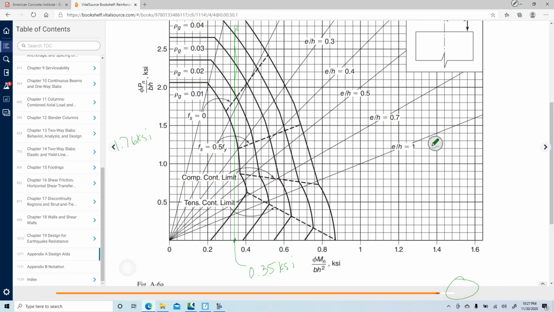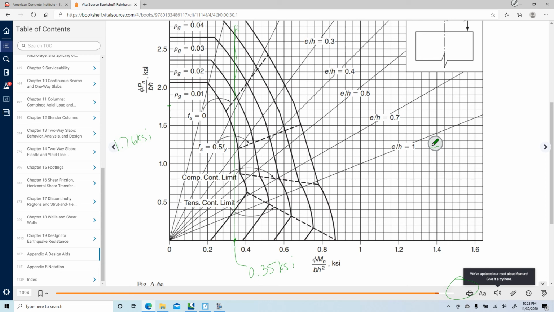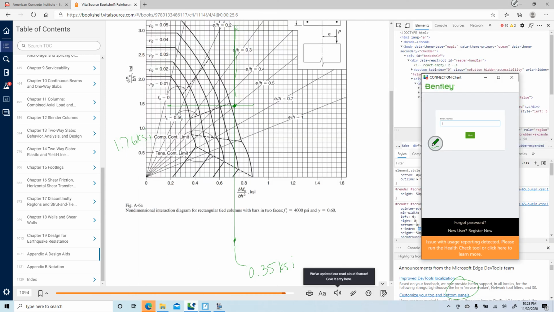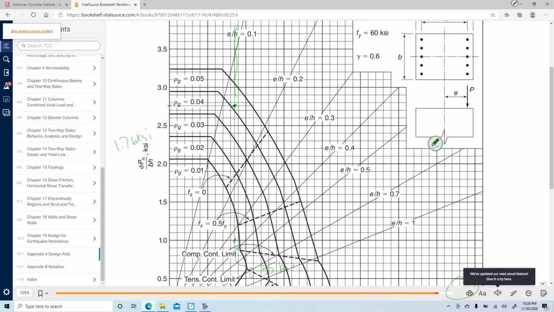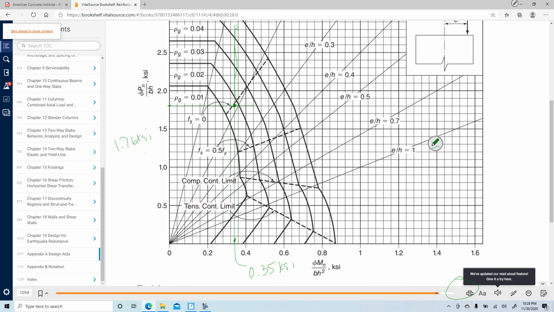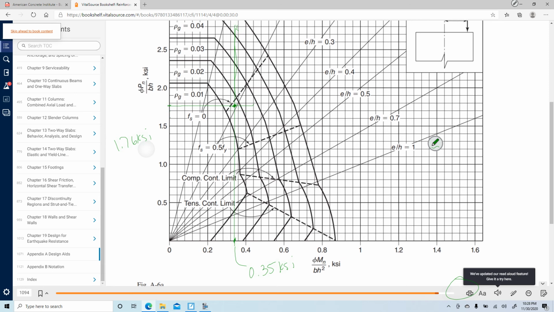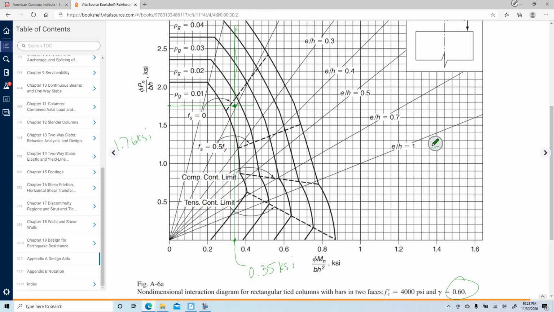Alright, 0.35. And then let's see, 1.76. So right there. I don't know. Something like there.